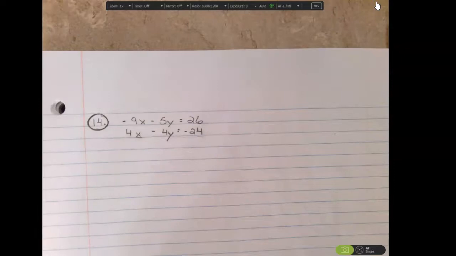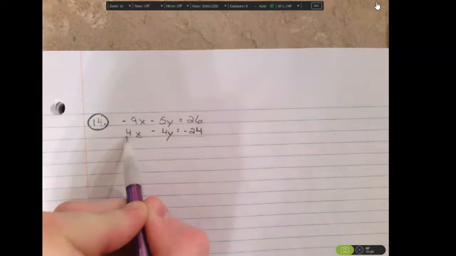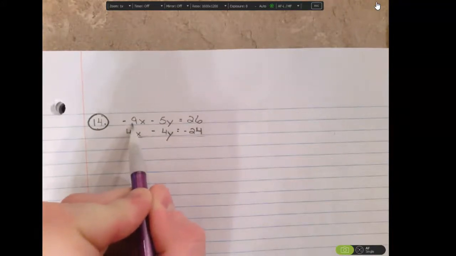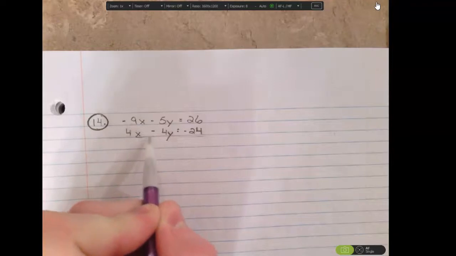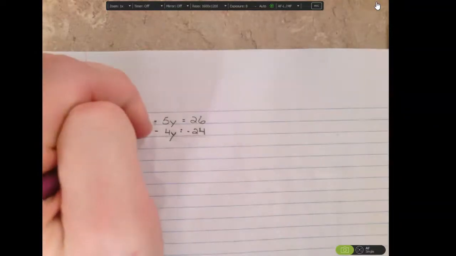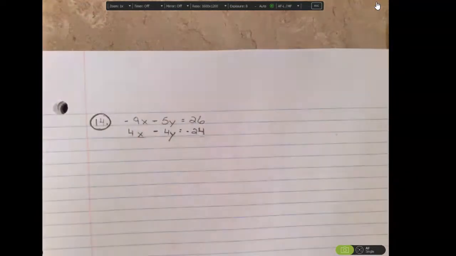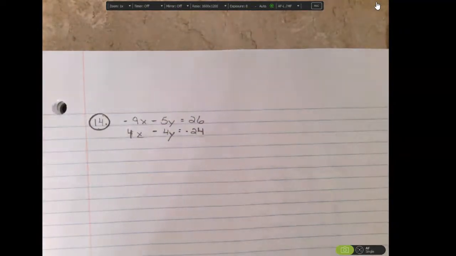All right, so for this one, start with your smaller number. Can I multiply anything by a 4 to get a 9? No. Can I multiply 4 by anything to get a 5? No. Guys, because that's the case, and I cannot just multiply one to look like the other, like we did on our previous problem, I'm actually going to have to multiply both equations on this problem here. I want to get a like term for both equations.